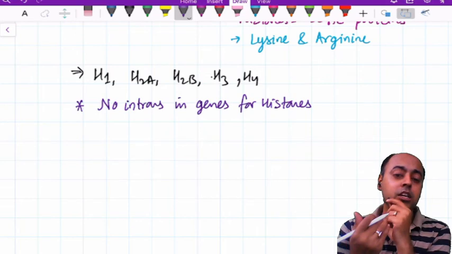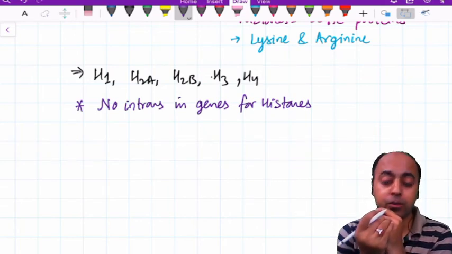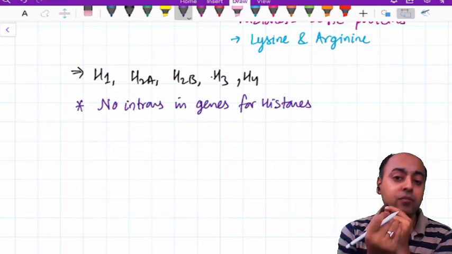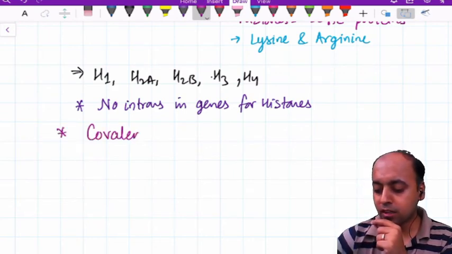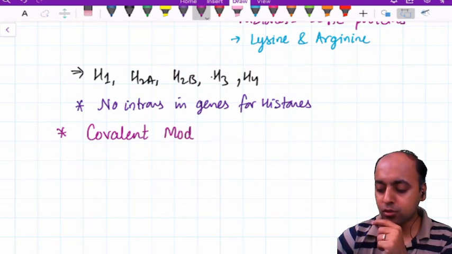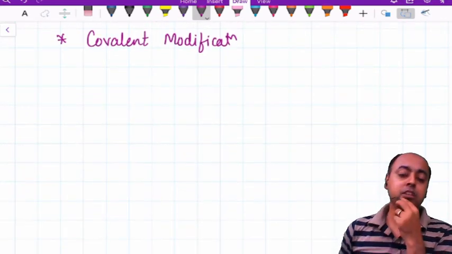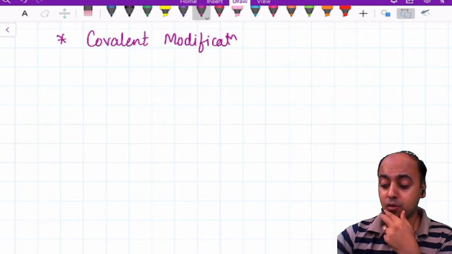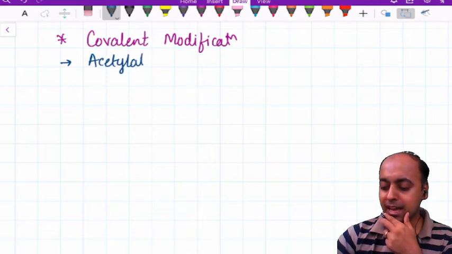Now, within the nucleosomal structure, the histones show a very important property which is responsible for the optimum function of the DNA, and that is covalent modification. The histone proteins readily undergo covalent modification under optimum conditions. Under optimum conditions, they will show different types of covalent modification. What are the different types of covalent modification that you may see? The most well studied covalent modification is acetylation.